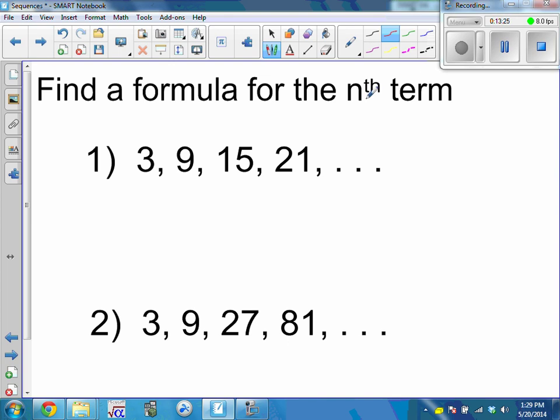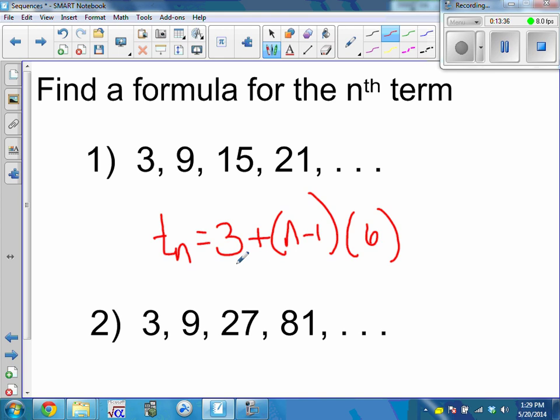Now, if we want to find a formula just for the nth term, we use the same formula, but we just leave the n in the formula. So t sub n is just 3 plus n minus 1 times 6. Now, I could multiply this out, and I would get 6n minus 3. Those are 2 different ways of writing this sequence. You can see if I put 2 in there, 12 minus 3 is 9.